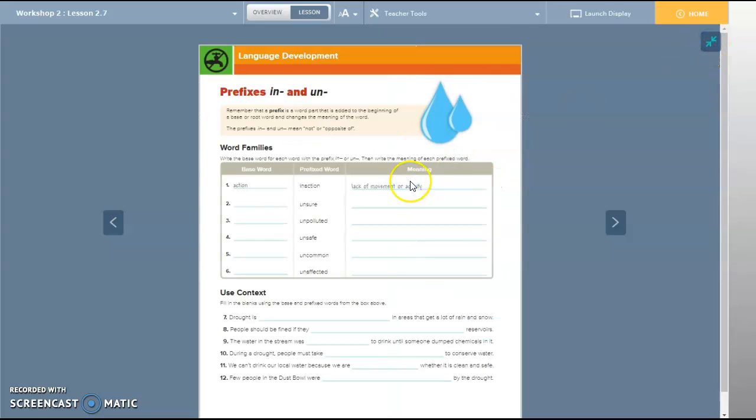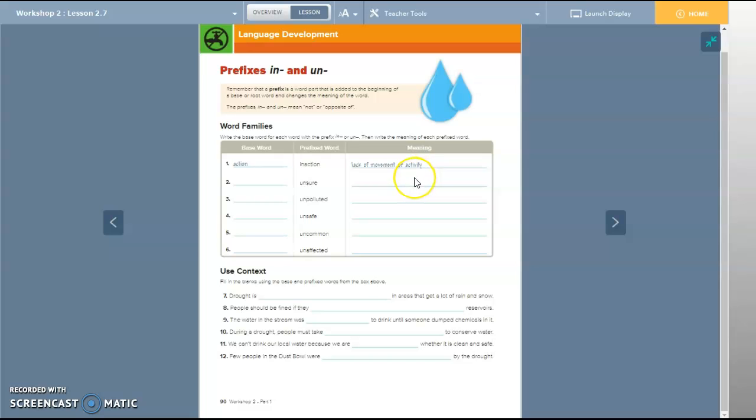All right, so now we are looking at pages 90 and 91. A prefix, we know, comes at the beginning of a word. So we're looking at the prefixes in and un today. Remember that a prefix is a word part that is added to the beginning of a base or root word and changes the meaning of the word. The prefixes in and un mean not or opposite of.